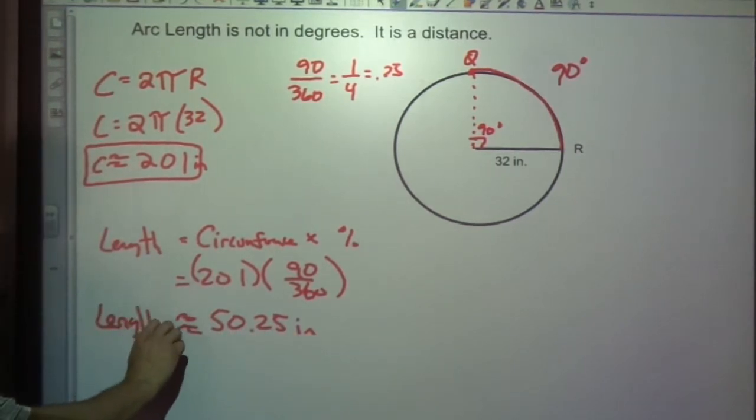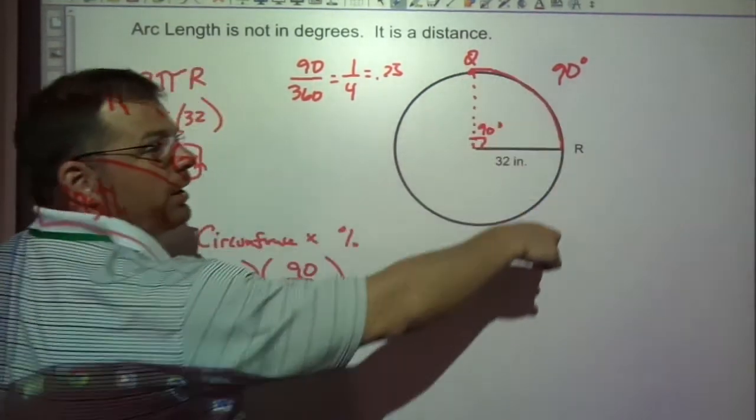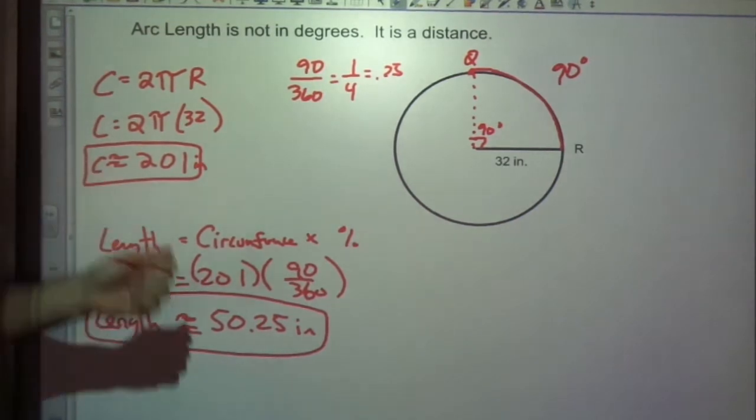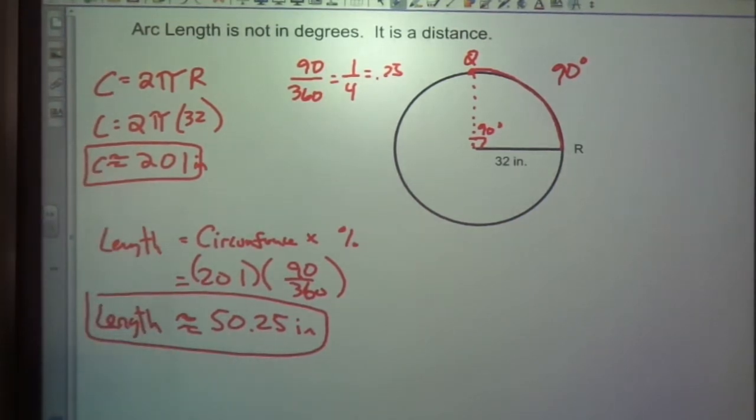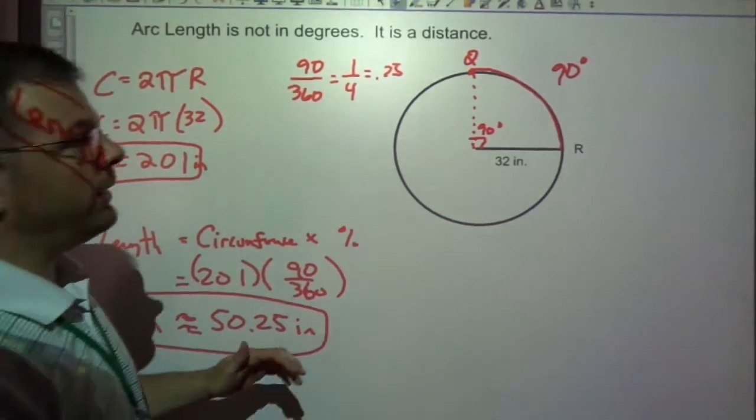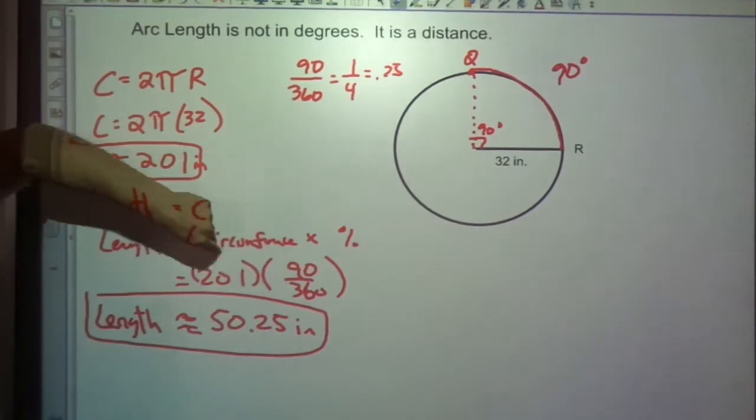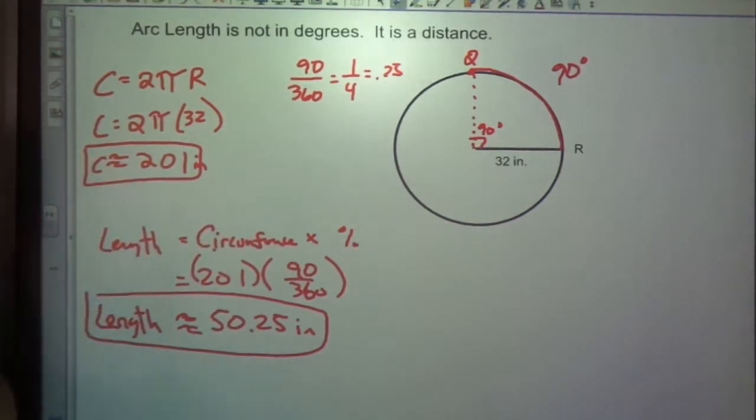That is called the arc length from Q to R. That's how long that string would need to be to reach that far. It's 1/4 of the whole thing. So anytime you have it, no matter what it is, set it up over 360 and then take that times the whole circumference, and that will give you the arc length.